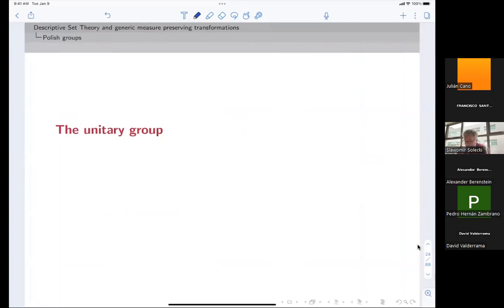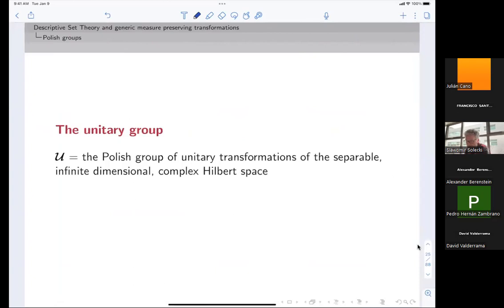So the unitary group, that's the second group. It's a very important group in mathematics in general. I would denote it by script U. What we take here is an infinite-dimensional, so large but separable, complex Hilbert space, and I look at all unitary transformations. It's the same definition as in linear analysis.